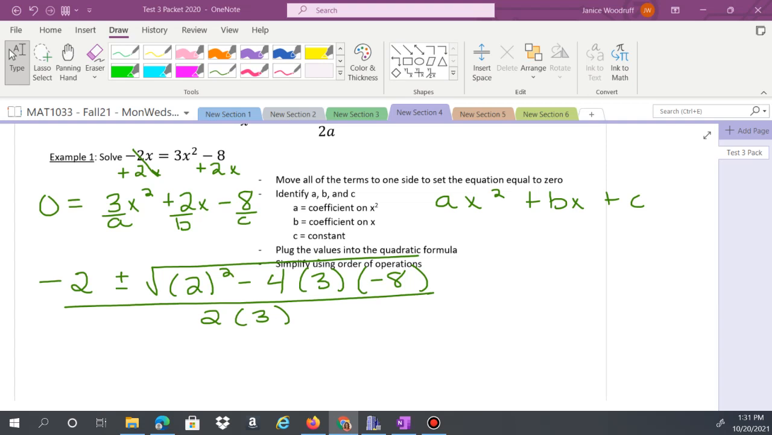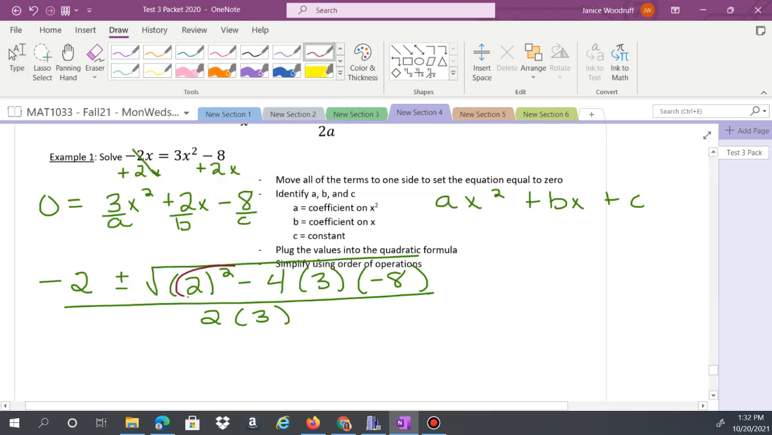Okay, so then what we want to do is simplify. Simplify using the order of operations. So I want to look at underneath this radical here. So I have 2 squared is 4. Now, a lot of people ask, is that minus 4? Is it negative 4? Honestly, it really doesn't matter. It's your preference. Sometimes people will say that's minus and then do 4 times 3 times negative 8, or just say negative 4 times 3 times negative 8. It's going to help you with the signs here.